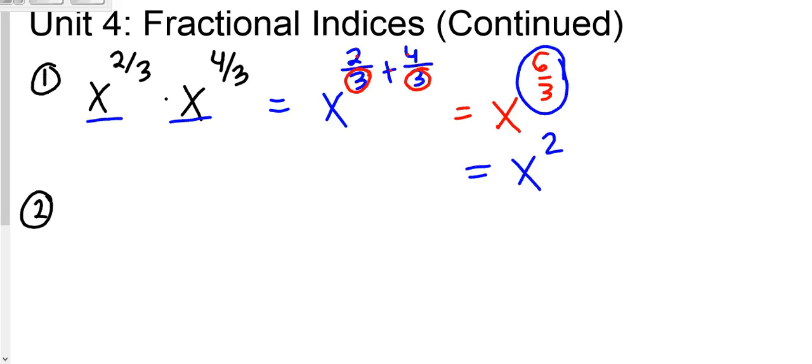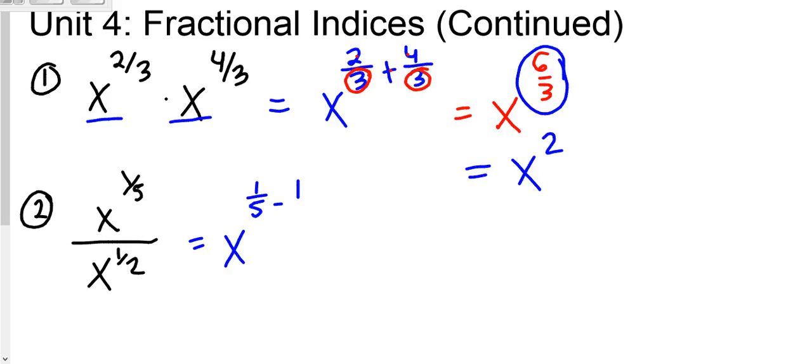Let's look at another example. What happens when we have two terms with fractional exponents that are divided? So we have x to the 1/5 divided by x to the 1/2. Well, our law of indices says that when we're dividing, we subtract exponents. So we have 1/5 minus 1/2. This time, we do not have a common denominator already. That means we have to find it.